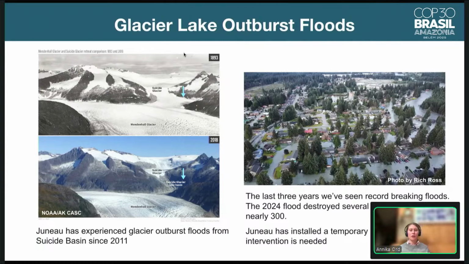The city and borough of Juneau has installed a temporary levee to protect these homes from flooding. And it was fortunate to be successful this year, although I will say that at the height of the flood, the levee was within inches of being overtopped. And this also isn't a long-term solution, so there's really a need to think about how to mitigate these impacts into the future.